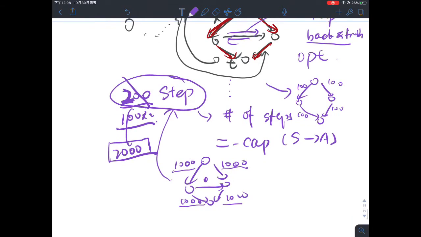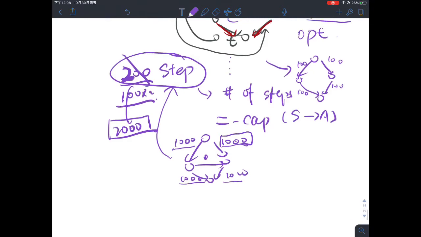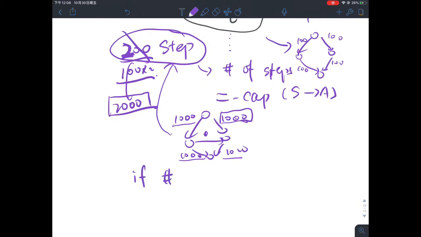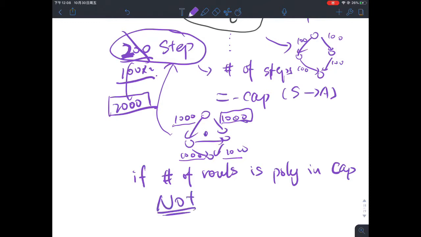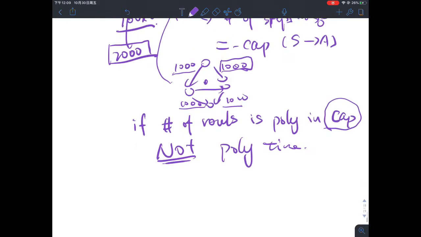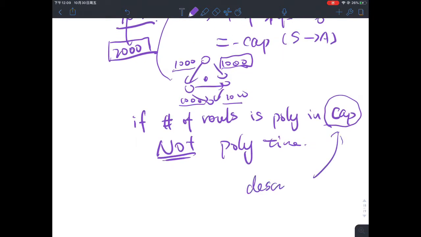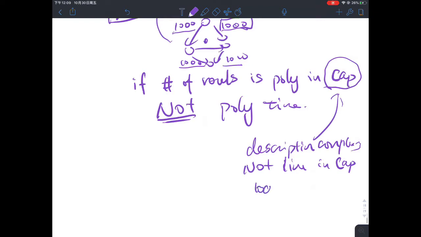So let's recall that if the number of rounds is linear in the maximum capacity, then this is not polynomial time, right? So let me write this down. If the number of rounds is polynomial in the capacity, then it is not polynomial time. So the reason is that the description complexity of the capacity is not linear in the capacity. It's log in the capacity, right?